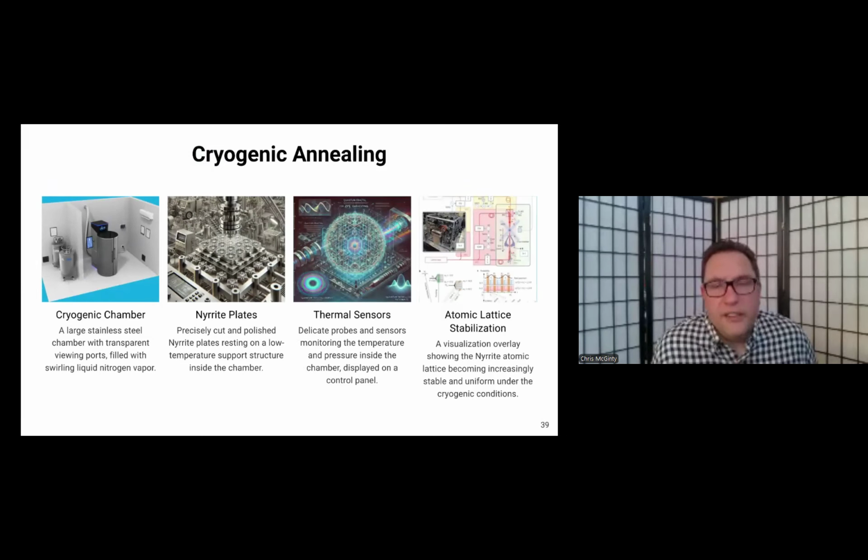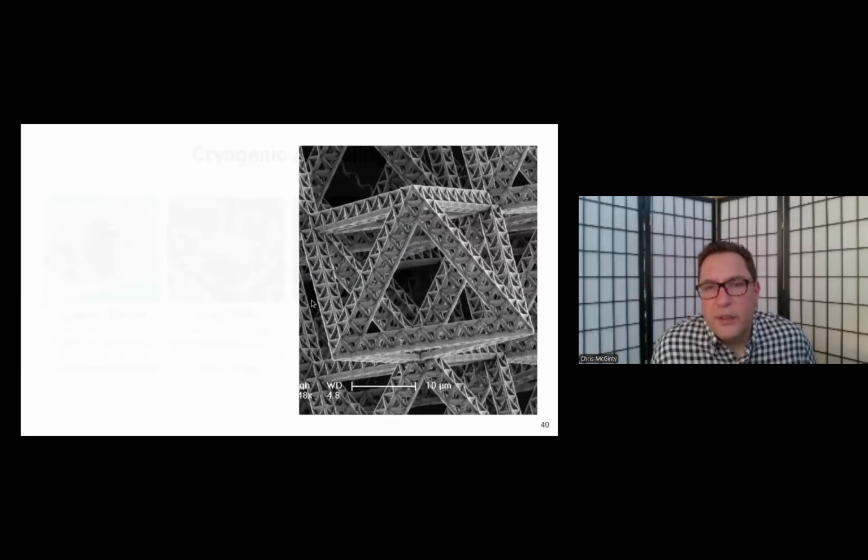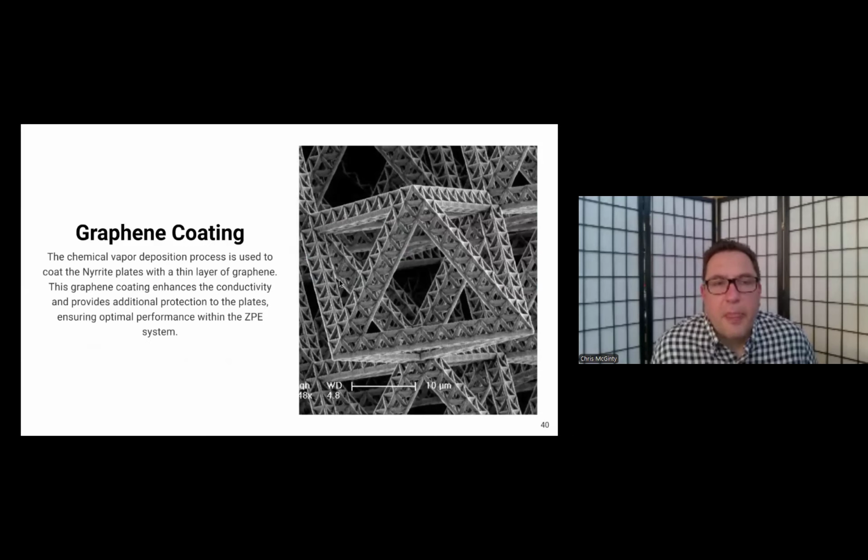This is for cryogenic. This is what would happen. We would have a cryogenic chamber that would go in there. We would precisely cut the plates. This is an example of some of the thermal sensors that would be put inside. One of the bigger things that's important is the graphene coating. The graphene coating is an important thin layer that goes on everything, and this really gives the extra touch to get the optimal performance out of the system in simulations.